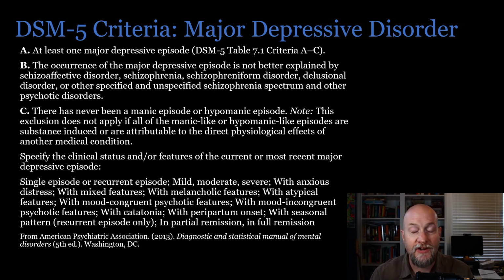You can say with anxious distress or with mixed features. With anxious distress would mean that the person didn't present quite as clearly as depressed, but had a lot of anxiety as part of that depression. The mixed features, as I said, can be a combination of a few symptoms, with melancholic features, with atypical features. All of these specifiers are clearly defined in the DSM, but it's beyond the scope of this class for us to get into them.